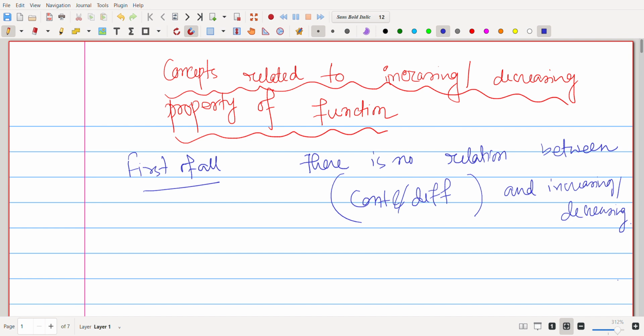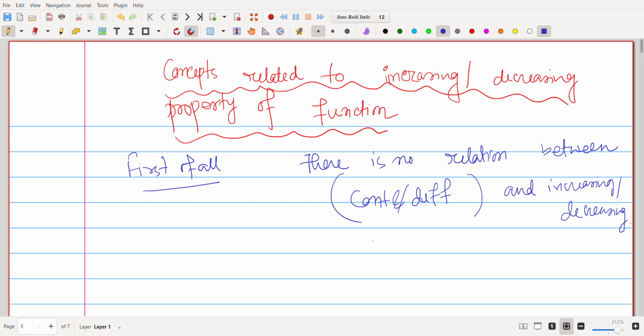First of all, what do I mean by this? I want to mean that continuity or differentiability is not a required condition to check whether a function is increasing or decreasing. A function is increasing or decreasing, it is just a functional property, nothing else. Okay, but if we have some extra condition given on that function, then it is easier to check whether the function is increasing or decreasing. Okay, and that's why it is important to know each and every concept and how do I use that. That is important.